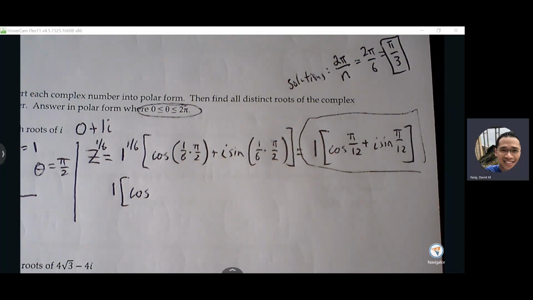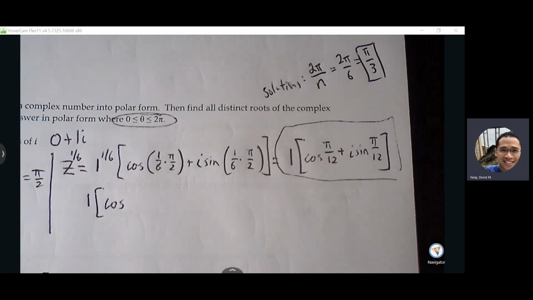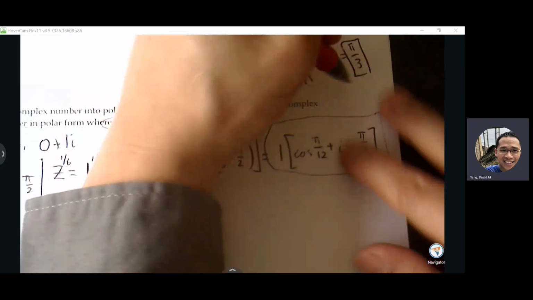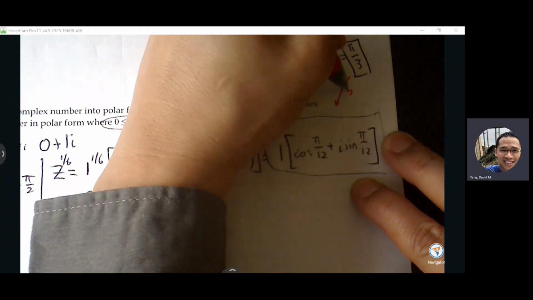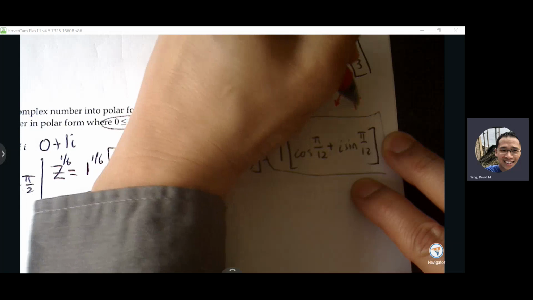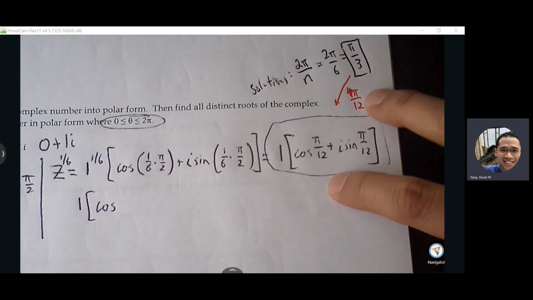So pi over 2 divided by 6, not times 1/6. It's divided by 6, which gives pi over 12. Now, if I want a common denominator so I can keep adding the same number over and over again, pi over 3 is the same thing as 4 pi over 12. So I'm going to keep adding 4 pi over 12, the same thing as pi over 3, and that will get to all my solutions.